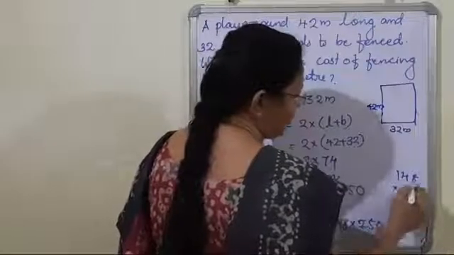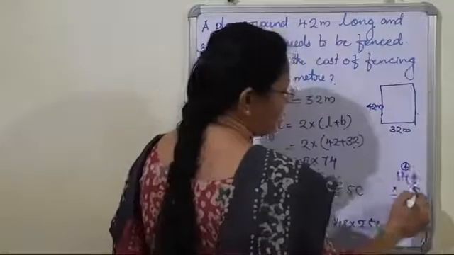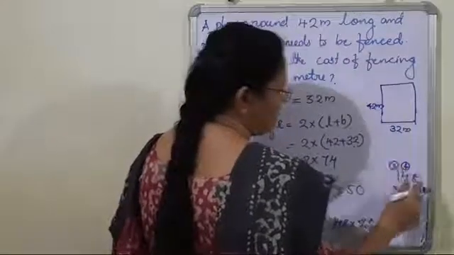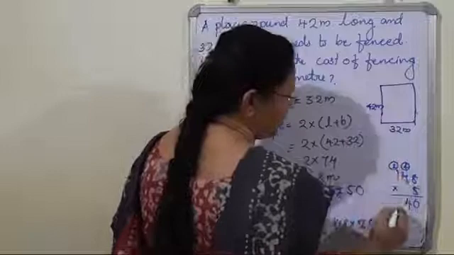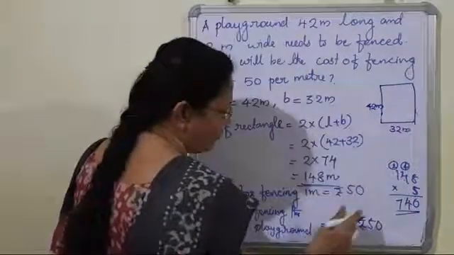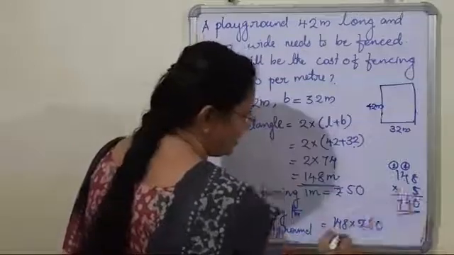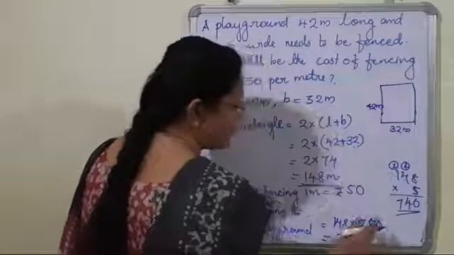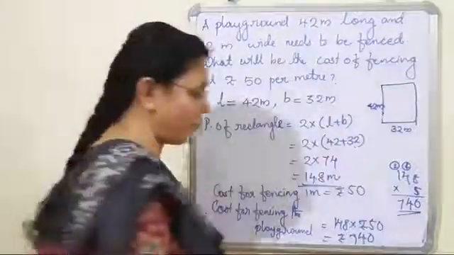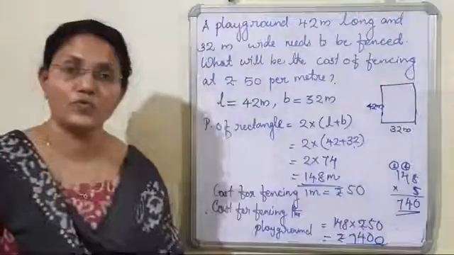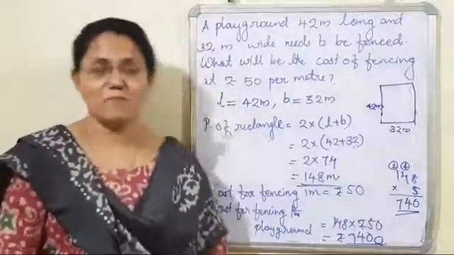5 8s are 40, 4 carry over to the next place. 5 4s are 20 plus 4, 24, 2 carry. 5 1 is 5, 5 plus 2, 7. Therefore, 148 into 5 only 740. Rupees 740. But here the question 148 into 50. So that put one more 0. Actually, this is the cost for fencing around the playground.